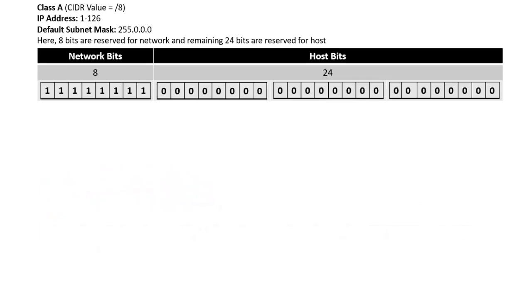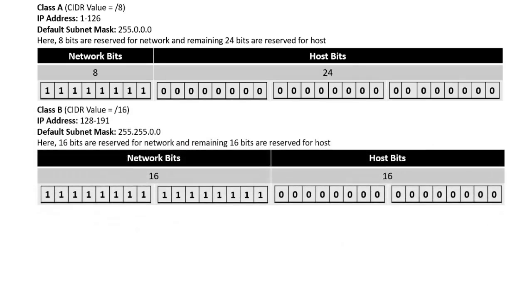Now let's move on to class B. Class B IP addresses start from 128 to 191. Its default subnet mask is 255.255.0.0 and the default CIDR value is 16. As we know, the total number of network bits in a class B IP address is 16, so its CIDR value is 16.